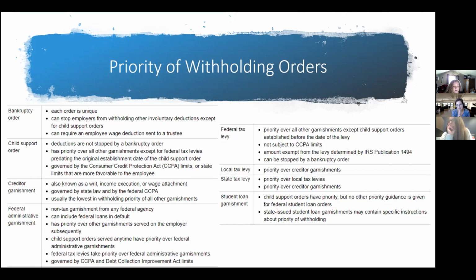As for student loan garnishments, child supports are always higher priority than student loan garnishments, but no other priority guidance is given on federal student loan orders. State-issued student loan garnishments may contain specific instructions. So bottom line, read the order, make sure you're complying, and if you have questions, reach out to an attorney to make sure you're withholding correctly.